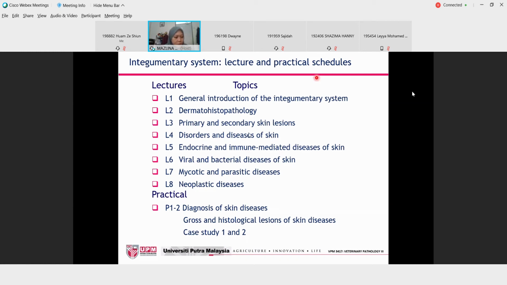There will be two lectures, lecture 2 and lecture 3. Lecture 2 will cover dermatohistopathology and lecture 3 will be on primary and secondary skin lesions. These are the types of lesion and the terms that you need to know when you want to describe the lesion associated with the integumentary system.